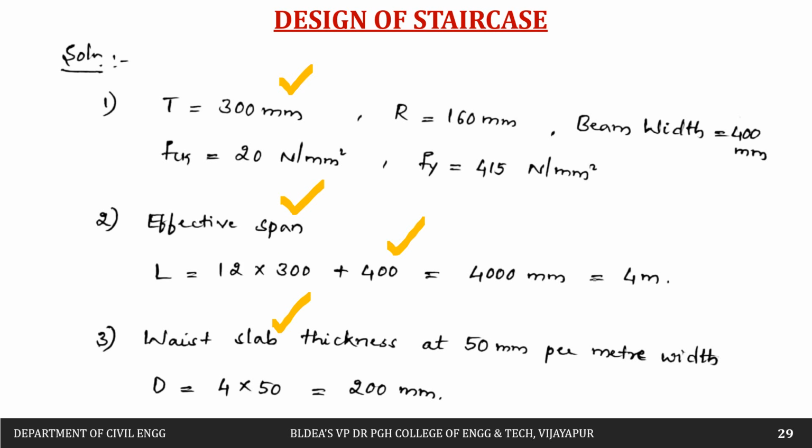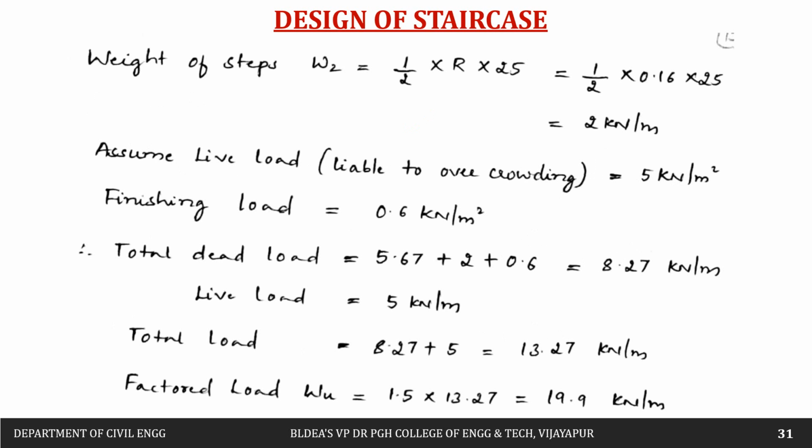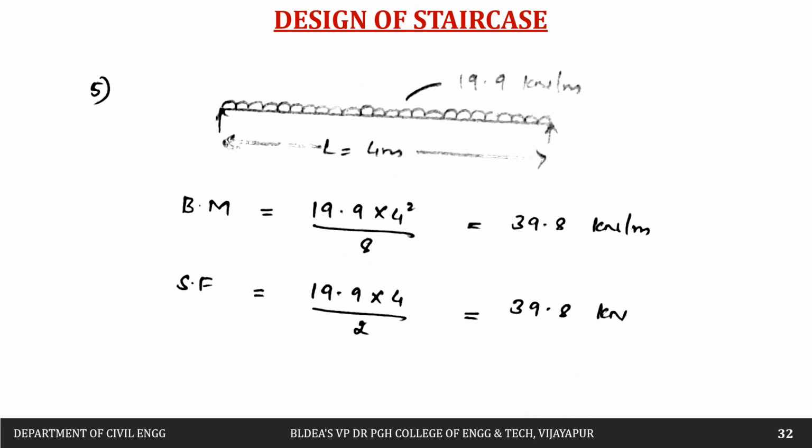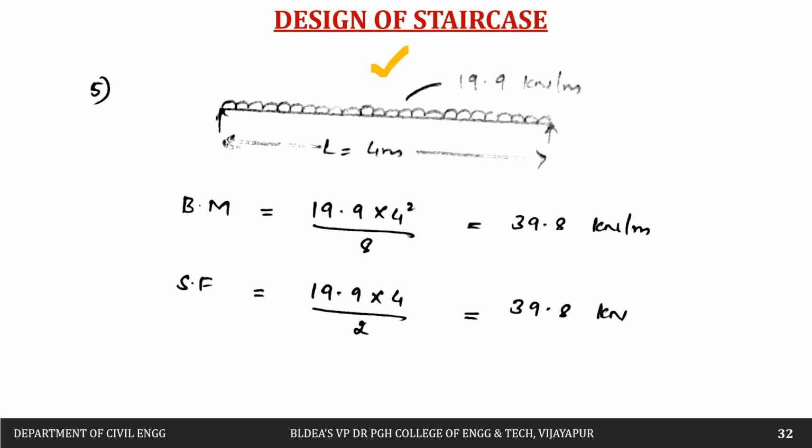Again same thing, we will calculate the waist slab, that is 50 mm per meter width. Then next we'll calculate the loads on the waist slab, that is self weight and weight of the steps. Then next is live load and floor finishing, and we'll have total dead load as well as live load. If you do it factored, we'll get the answer as 19.9 kilonewton per meter. Based on that, we'll have the loading. Here in this case we don't have a landing, only the going, so total load is 19.9.